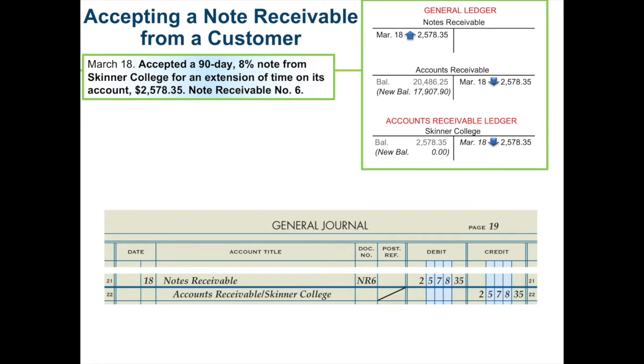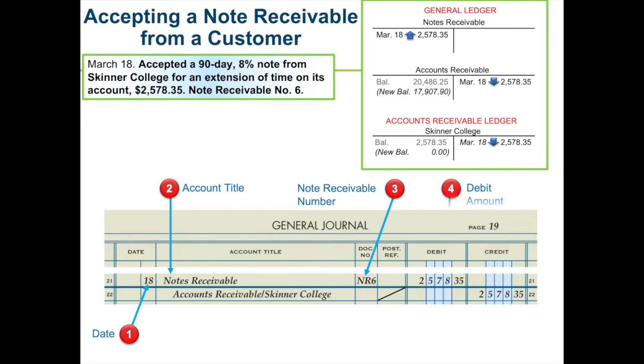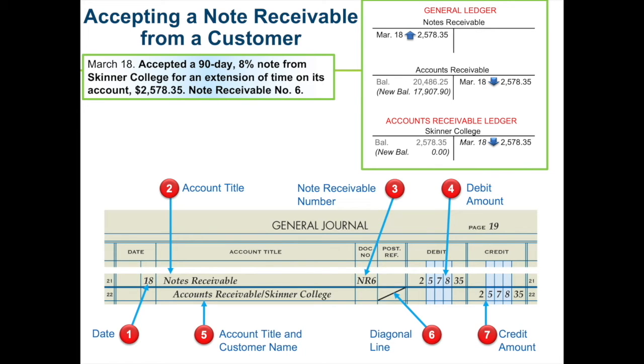To record this in our journal, we will take our information from our T accounts. We'll put the date as the 18th. Notes receivable is going to be debited. The source document is notes receivable number 6. The total amount of the notes receivable. Accounts receivable and Skinner College will be credited for the same amount.